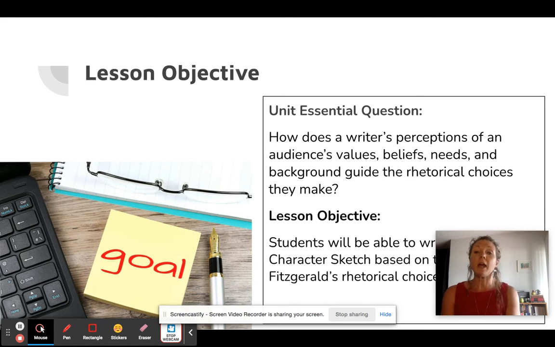Okay, thank you. And Paula, the lesson objective, please. Okay, thank you. And so remember, we have done audience character sketches before, and so we're using those same skills that we have used on previous texts, and now we're going to apply those to Fitzgerald.